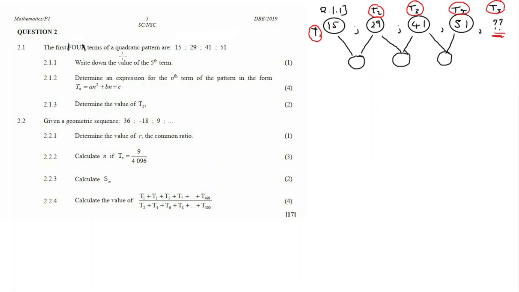Since this is a quadratic pattern, it means there is a second difference. So for the first difference, 14, 12 and 10. The 14 comes from 29 subtract 15, which is 14, 41 subtract 29 is 12, 51 subtract 41 is 10. So the second difference will be negative 2. So therefore, in order to find the next term, in our case term 5, we are going to add negative 2 to 10 to 51.